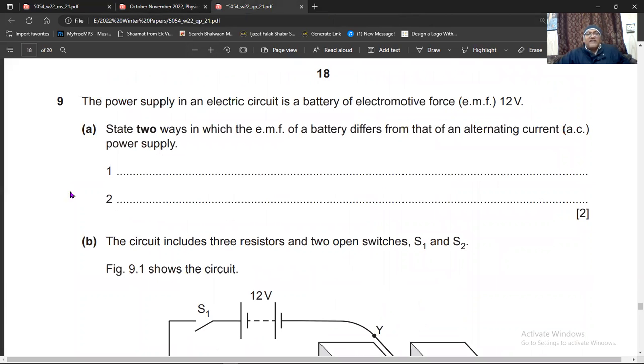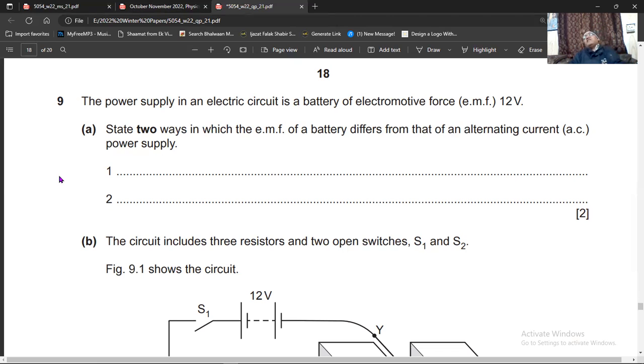Okay, so we are on question number 9. He says the power supply in an electric circuit is a battery of electromotive force, EMF, of 12 volt. Question 9A is: state two ways in which the EMF of a battery differs from that of an alternating current power supply. The battery gives us the DC supply, and in the DC, the direction of the EMF does not change. In the alternating current, the direction of the EMF is periodically changing.